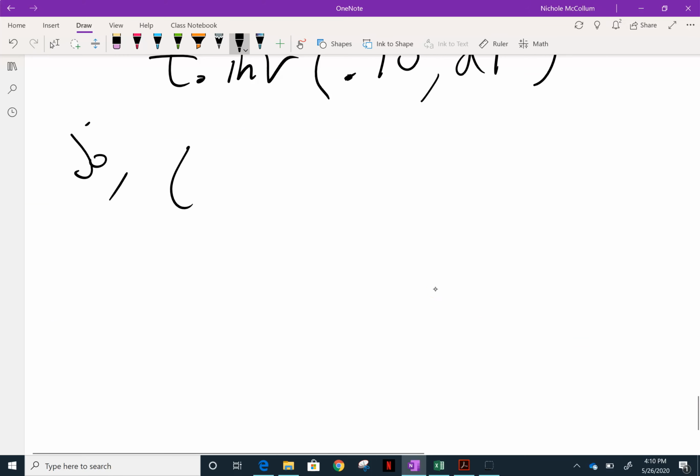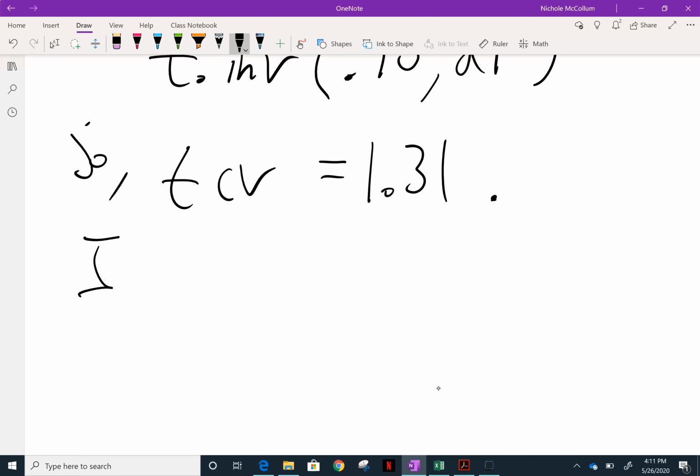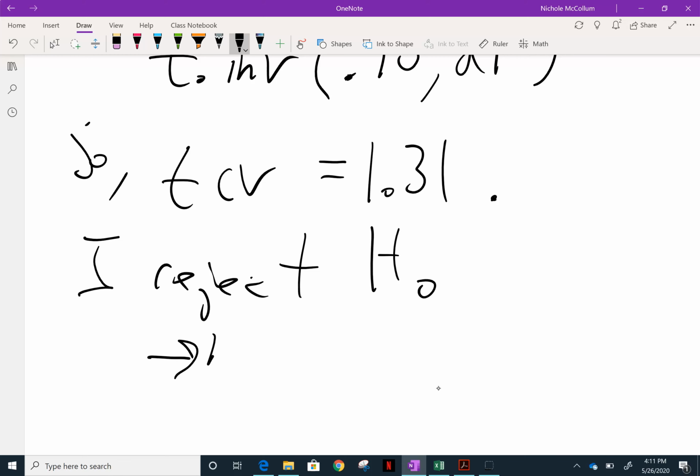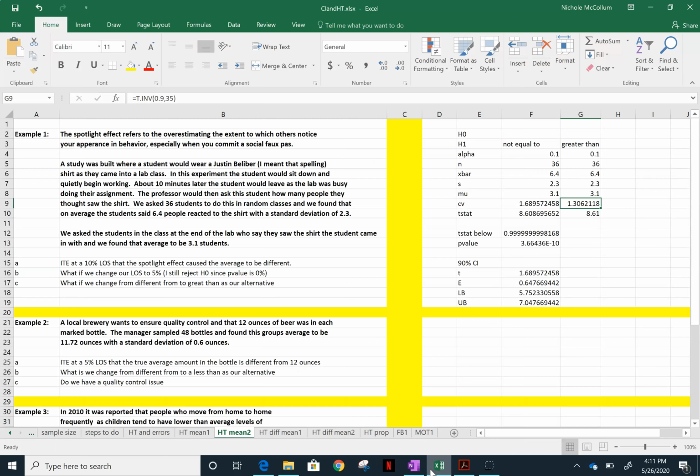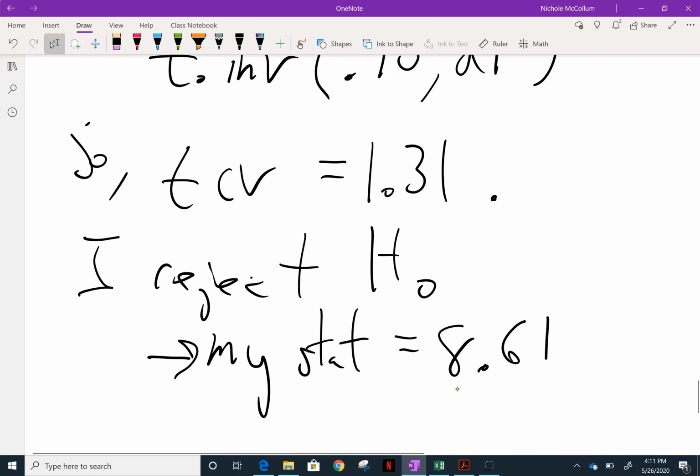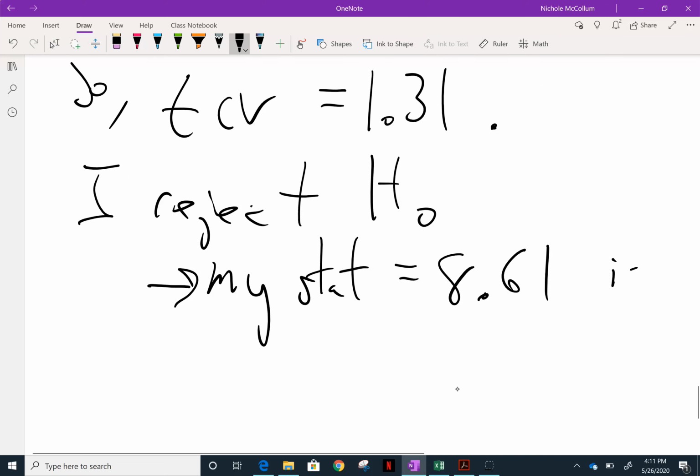So, my T critical value, 1.31, is that. So clearly, I reject H naught. The reason being is my statistic is in the critical region. My test statistic, the one I calculated out, is 8.61. My statistic is in the critical region. And that's why you reject.